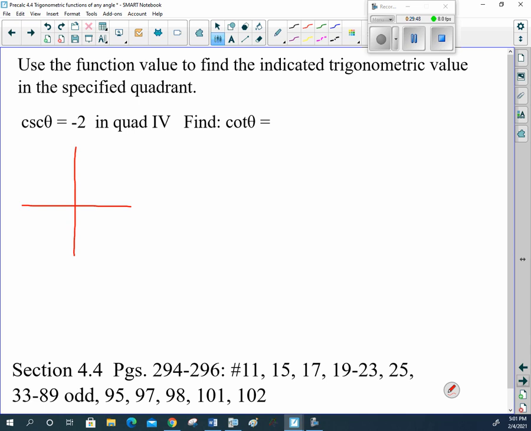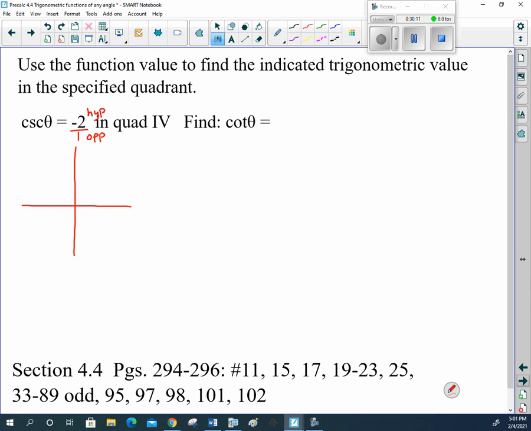In words, I think I need to know what cosecant is. Cosecant's the reciprocal of the sine. So this must be the hypotenuse over the opposite. Now, remember, guys, your hypotenuse is always a positive number. So that says -2. So that is not going to work for your hypotenuse length.